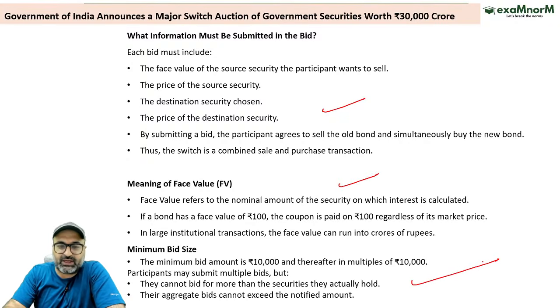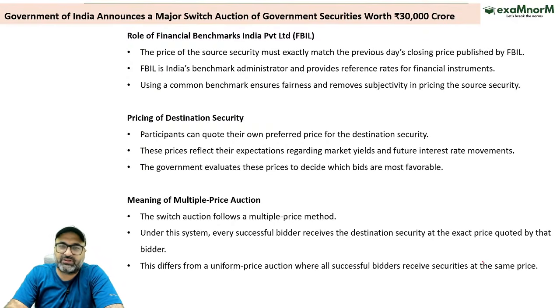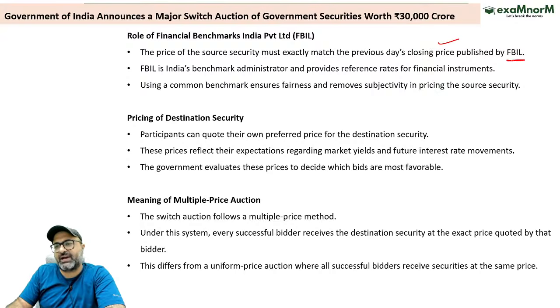Minimum bid size is 10,000 rupees. Remember that long-term government securities which are issued, they are issued with a minimum value of 10,000 and further in multiples of 10,000. There is an organization called FBIL. The price of the security must exactly match the previous day's closing price published by FBIL.